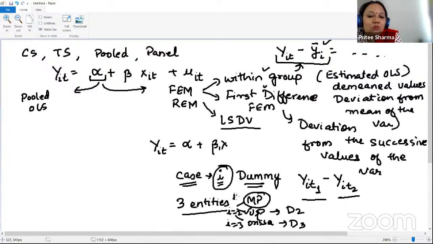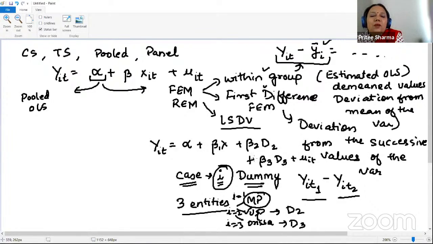That is i equal to 1 for Madhya Pradesh. Why? What is going to happen is that in this example, if we were to apply the dummies there, then we have beta 1 x plus beta 2 d2 plus beta 3 d3 plus mu it.